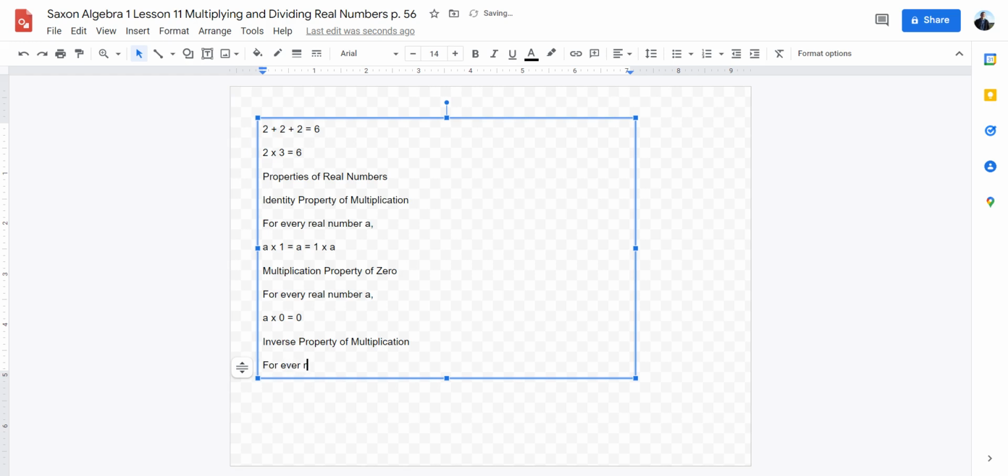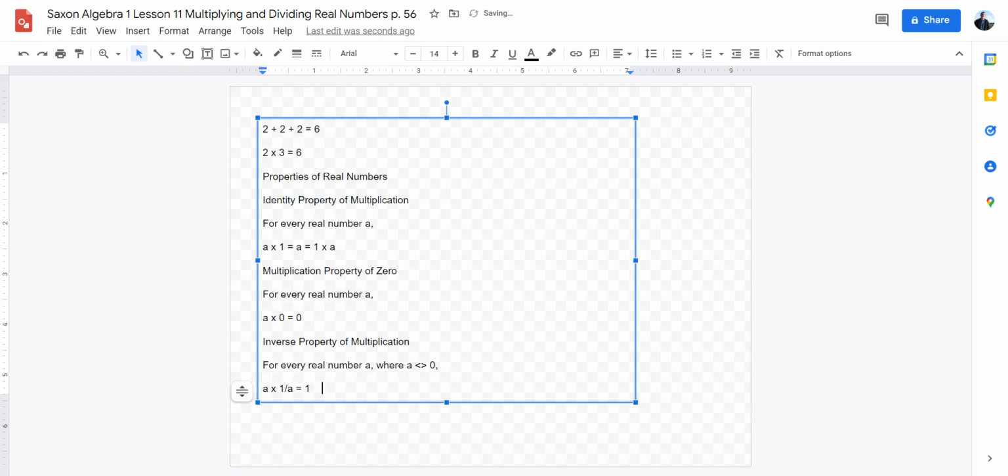So for every real number a, and this has to be where a does not equal, I'm going to show this with a funny symbol because I don't have the unequal symbol, but I'm going to say where a is not equal to 0. You just draw in your notes the equal sign with the slash through it. This is true: a times 1 divided by a equals 1.